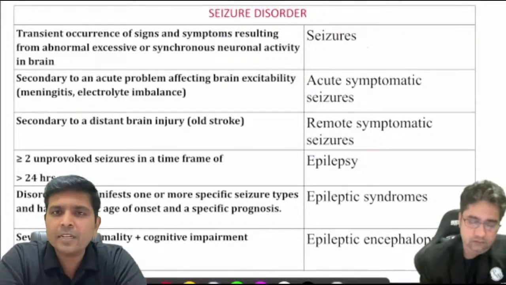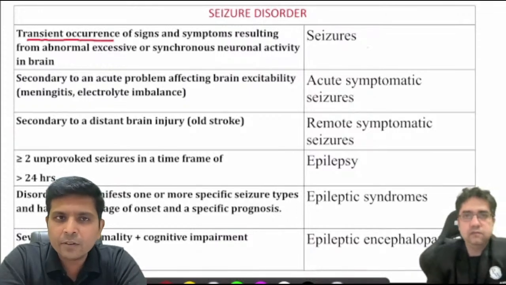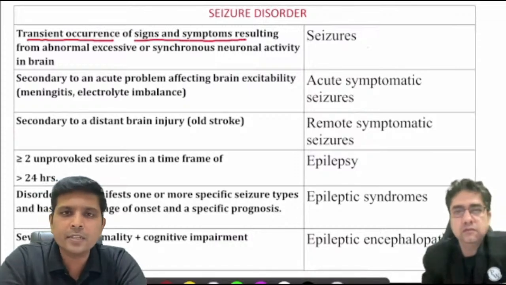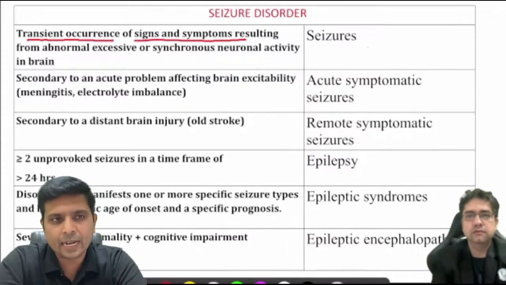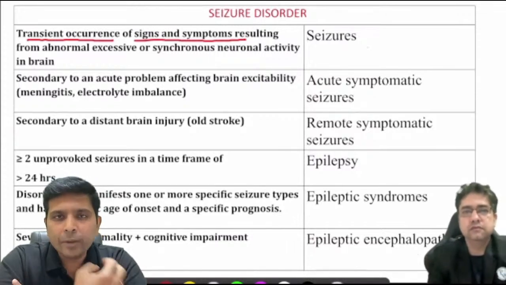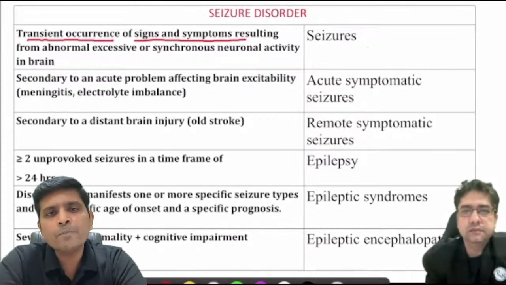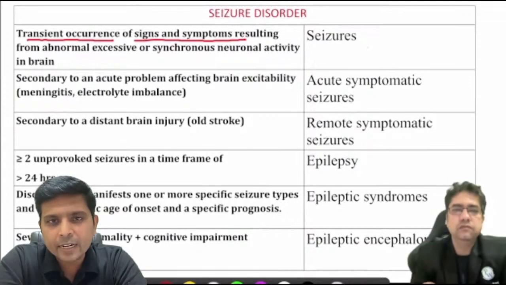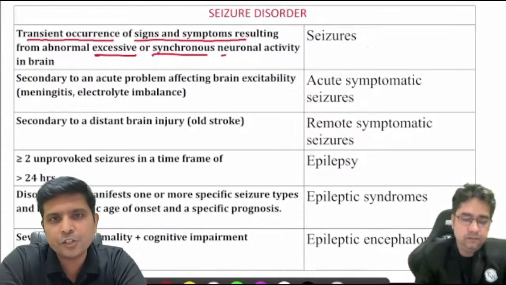So what do you mean by seizure? Seizure is nothing but a transient occurrence, so it comes and goes, of signs. What do you mean by signs? The child may be throwing seizures, abnormal aura. So many things can happen. It occurs as a result of excessive as well as synchronous exaggerated neuronal activity in the brain. That is called a seizure.